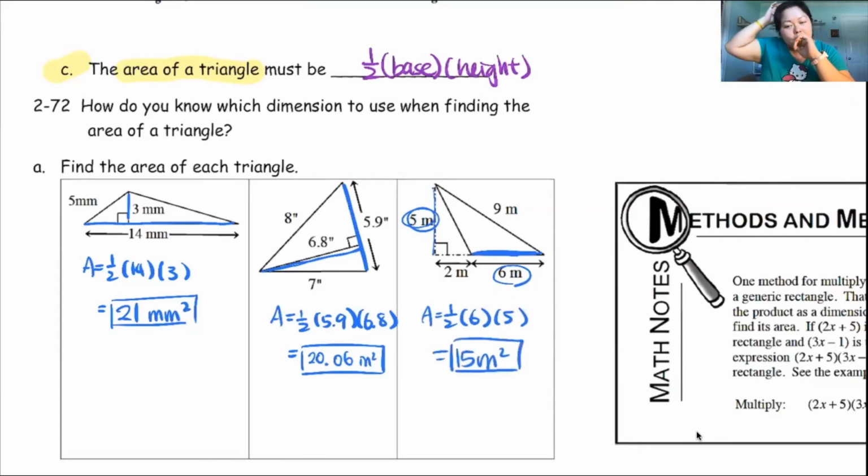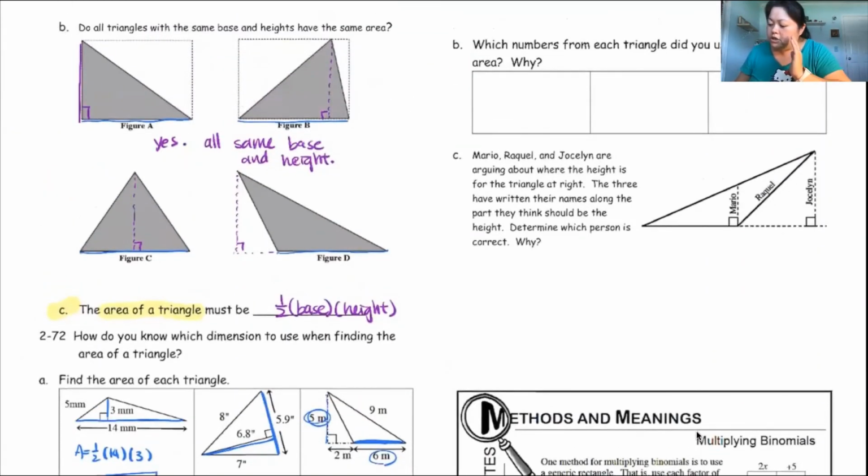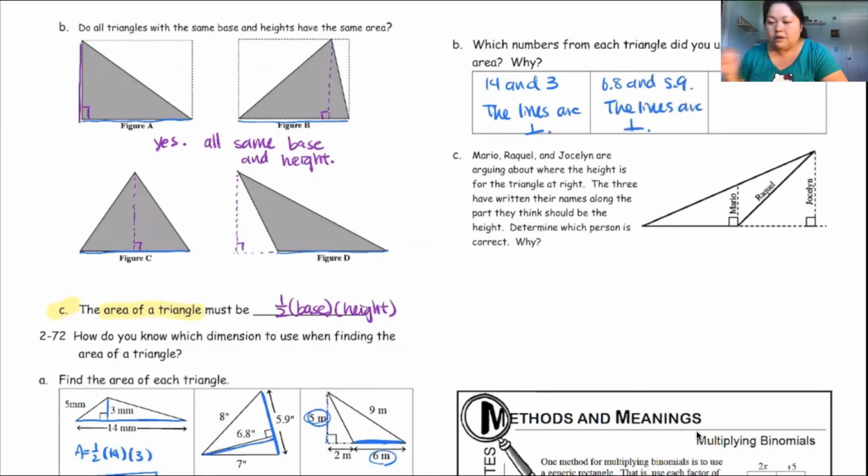Okay. All right. So again, make sure you practice that third topic there with the triangle a little bit slanted that way, because it is going to be very important to remember that. Okay. All right. So let's see what else does it want us to do. Which numbers from each triangle did you use to find the area and why? So in the first picture there, I used 14 and 3 because the lines are perpendicular. It's the most important thing, right? Same thing in the next picture. In the second picture, we use 6.8 and 5.9 because, again, the lines are perpendicular.